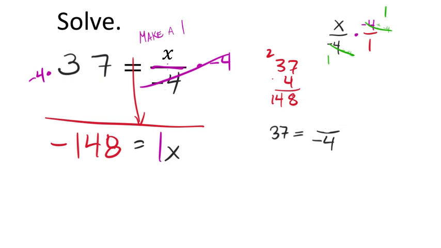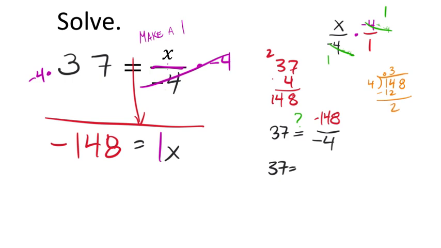We just found that the x should be negative 148. So this should end up being 37, and it's two negatives being divided, so we know the answer will be a positive, and we can show the division. So that'll be 148 divided by 4. 4 will not go into 1, but it will go into 14 3 times. 3 times 4 is 12.